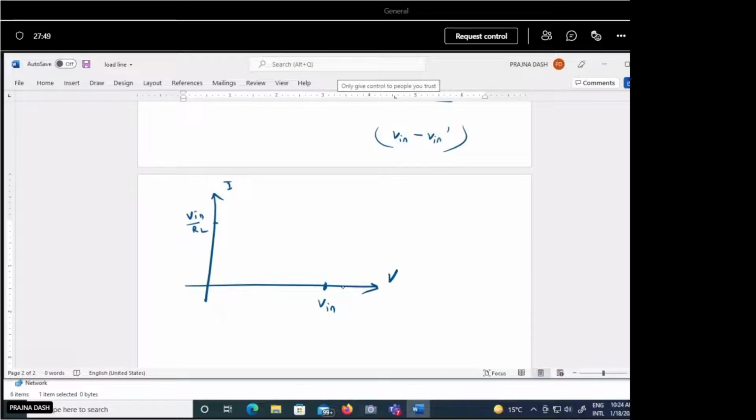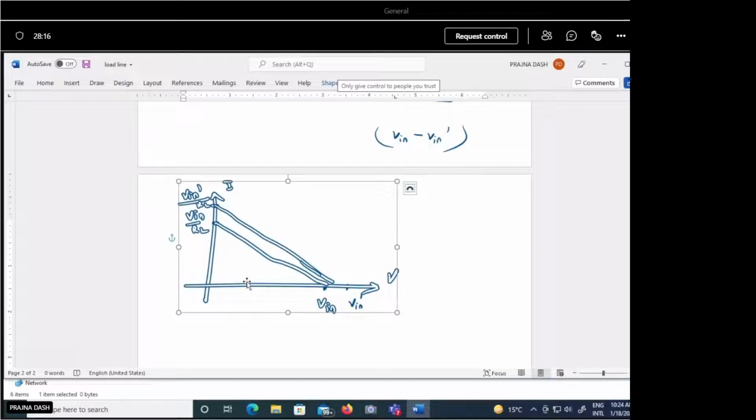Similarly, when we have the other peak voltage, that is Vin dash, the voltage will be Vin dash. For this, the corresponding current will be Vin dash by RL. So when we join these two points, we get, sorry, just a parallel line. So these two lines will be parallel to each other.